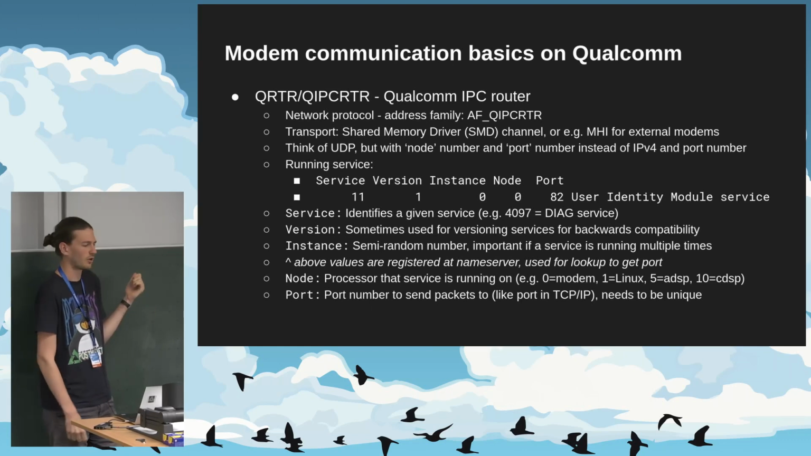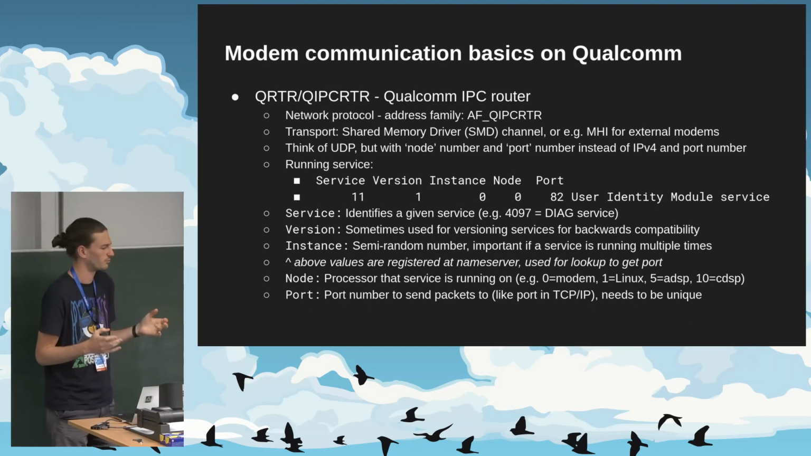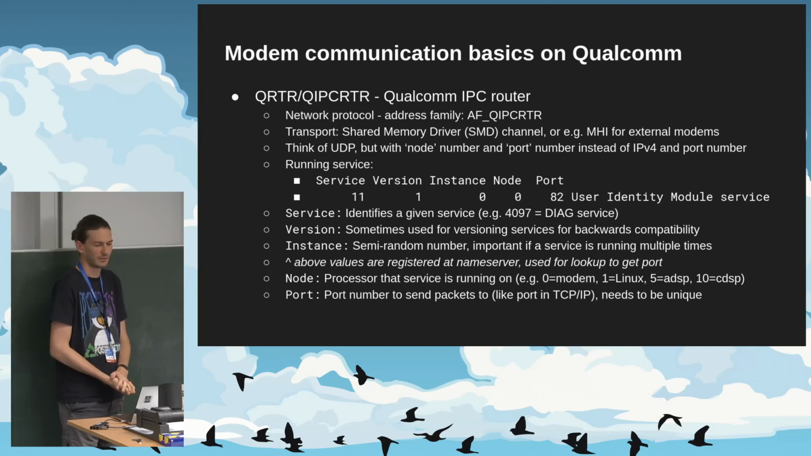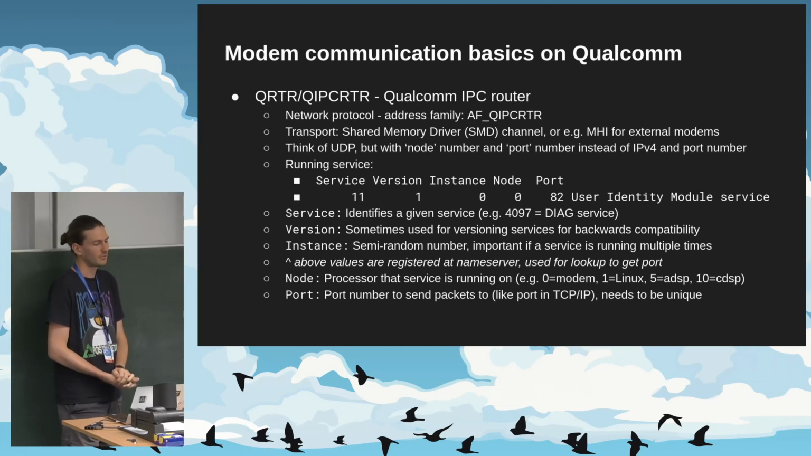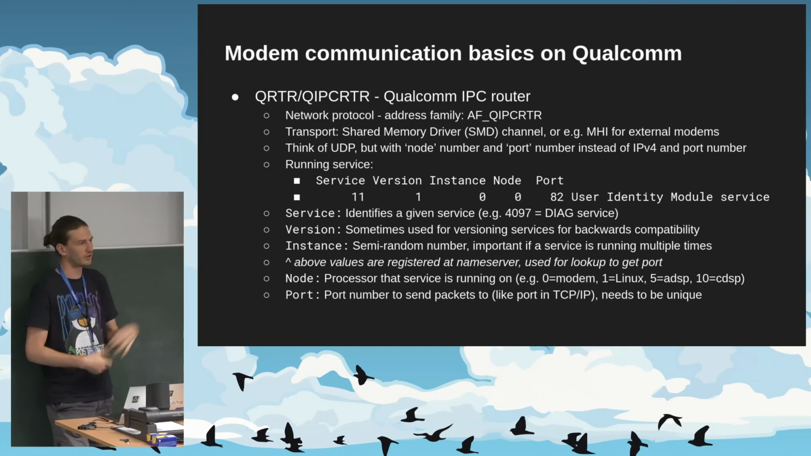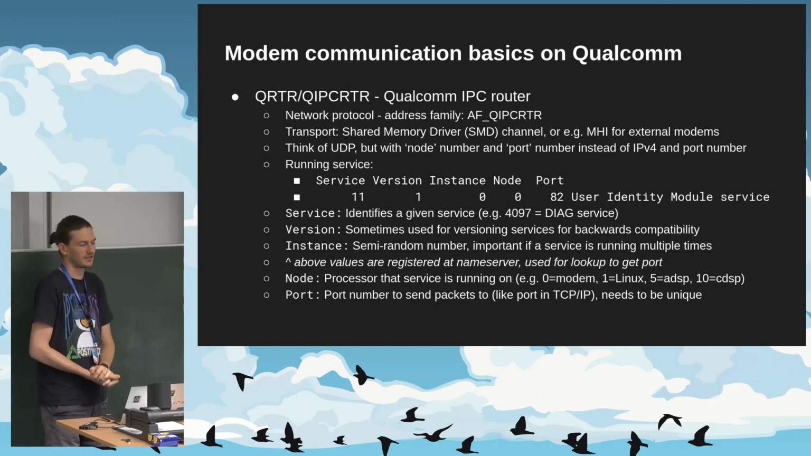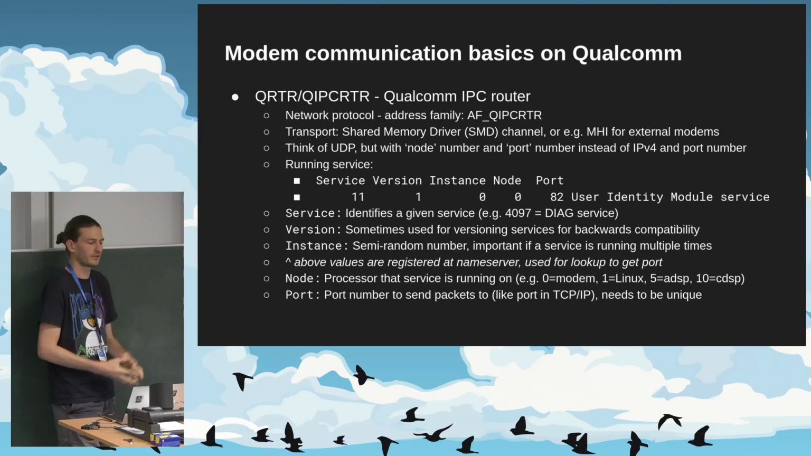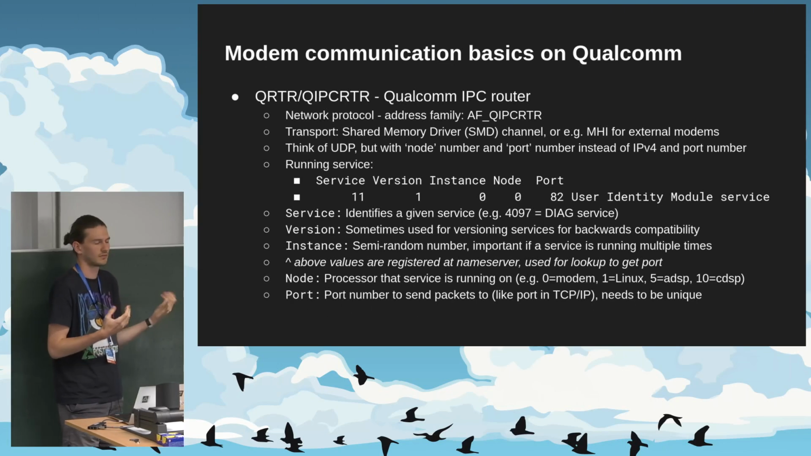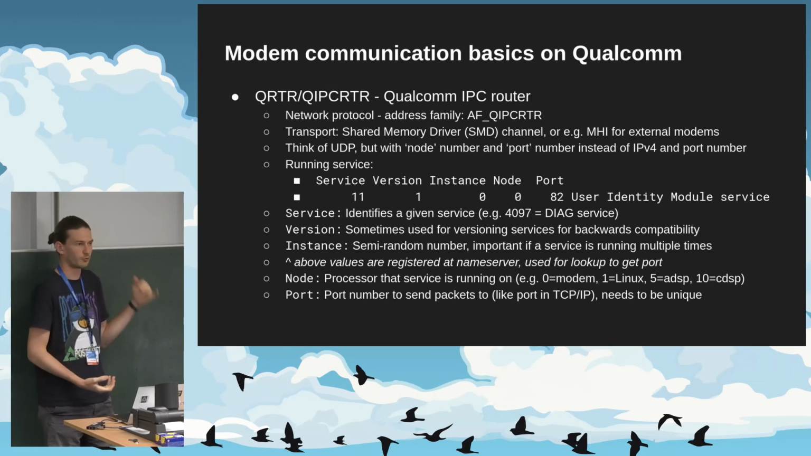There's also an instance number, where the same service can run multiple times for different reasons. I'm not too familiar there. But basically, if you want to speak to a given service, you go to the name server. You ask it, hey, I want to talk with service number 11, and then you get a list of the services running as service 11, and you can figure out which node and which port it is running on.